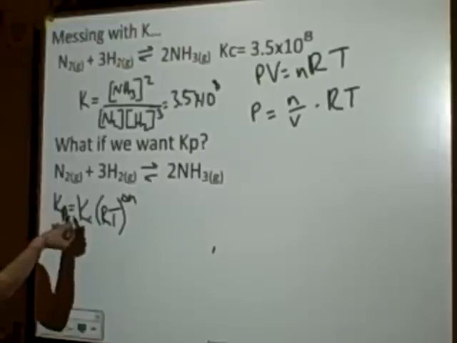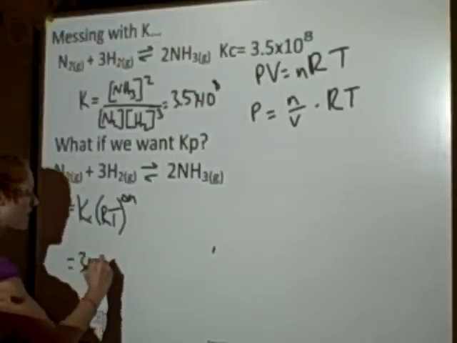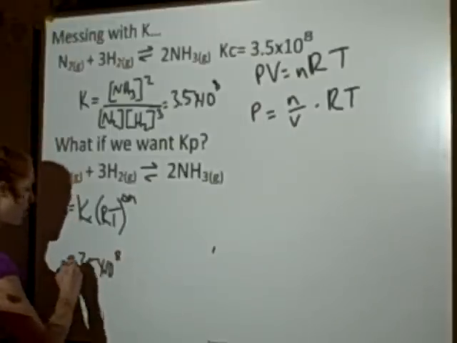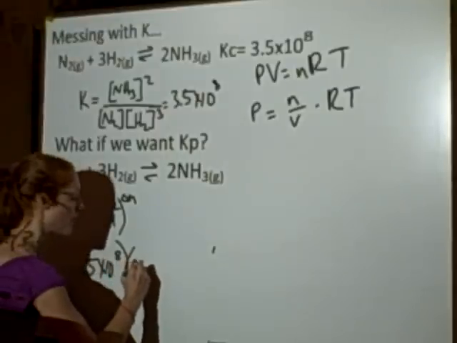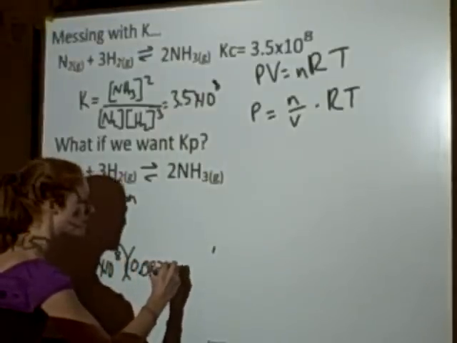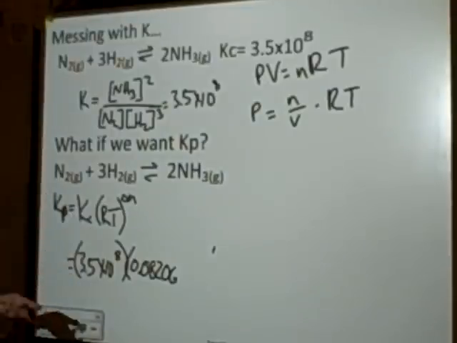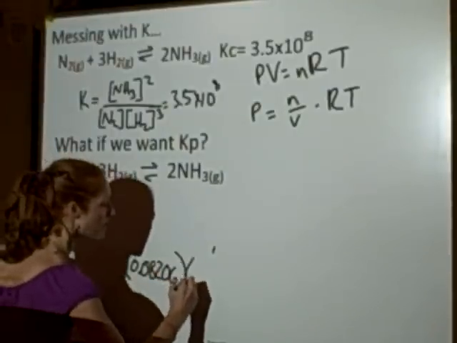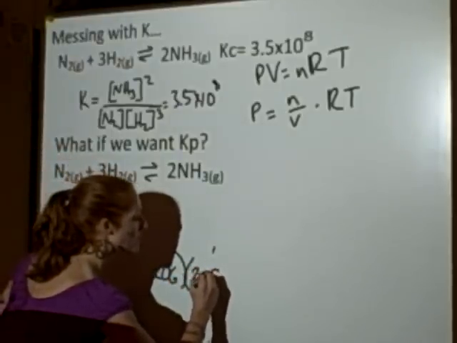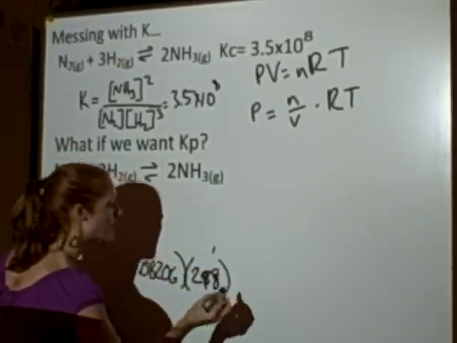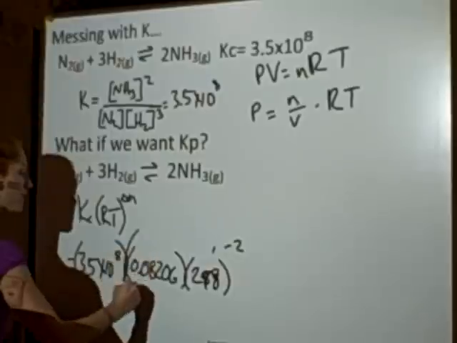So let's calculate the Kp. Kp is equal to Kc, 3.5 times 10 to the 8th, times the gas constant, 0.08206. I'm not even going to use units because Kc doesn't use units, or at least AP Chemistry doesn't use units for these, so I'm going to leave them out. Then 298, and that's all going to be raised to the power of negative 2.